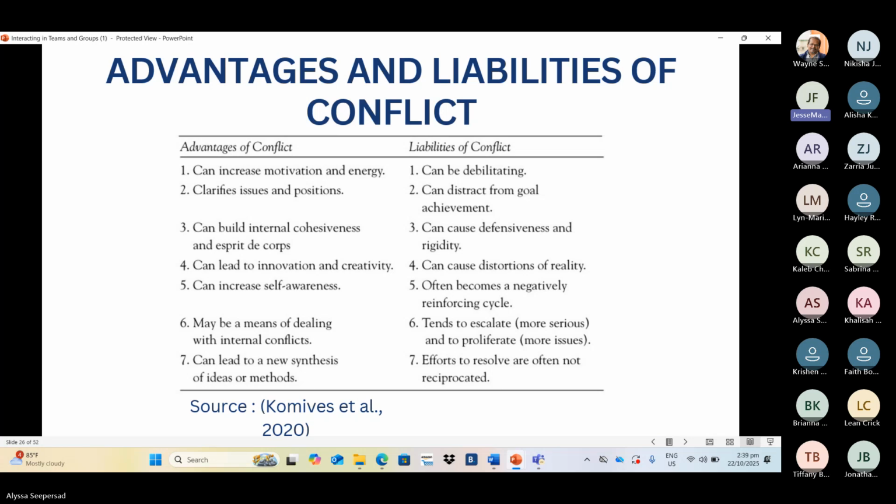Efforts to resolve are often not reciprocated, and this means that sometimes you would have one party wanting to try to fix things. However, the other party doesn't want to cooperate. They just want to stick to their views and their opinions, and there's no resolution.